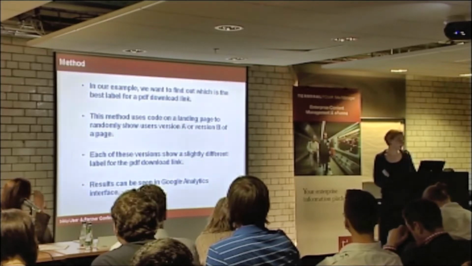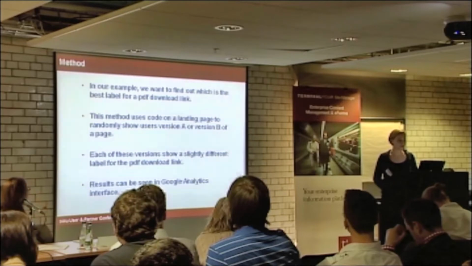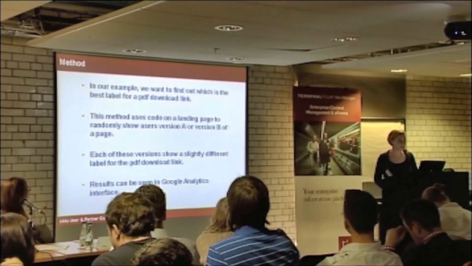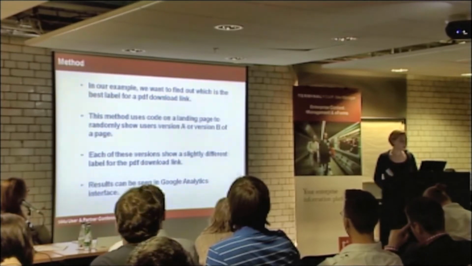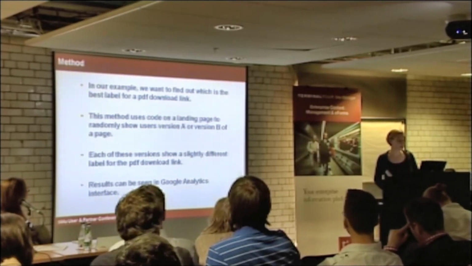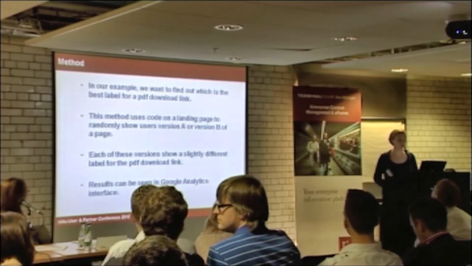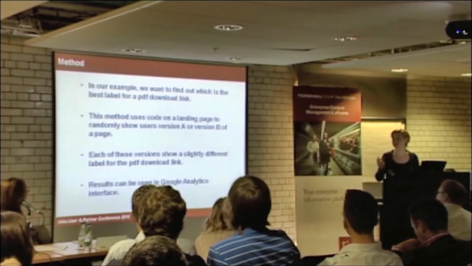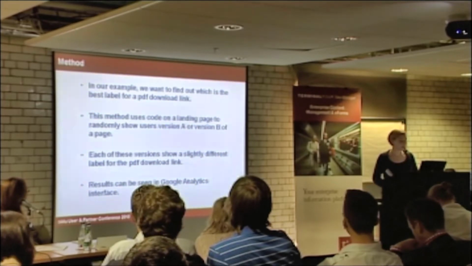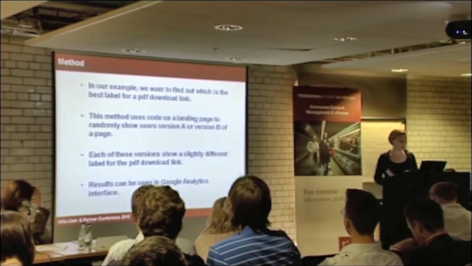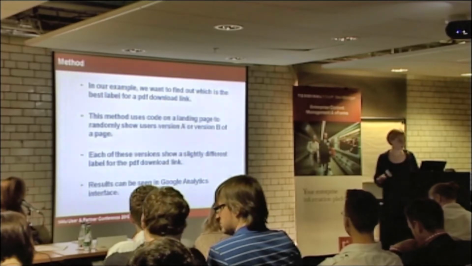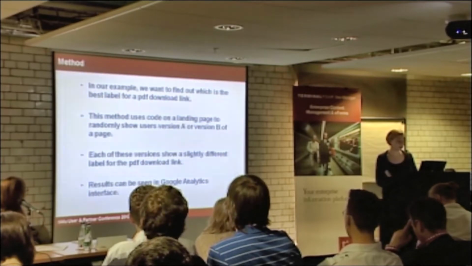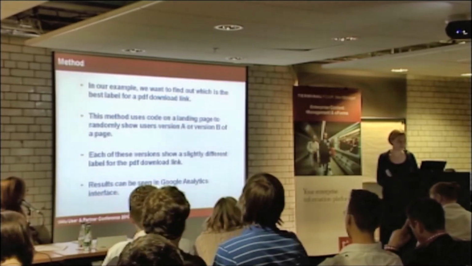What we would like to find out today is the best way to word a link to download a PDF. So we will be using a piece of code on a landing page to randomly show users version A or version B of a piece of content. Each of these versions shows a slightly different label for our PDF link. And then we'll be looking at the results in Google Analytics.